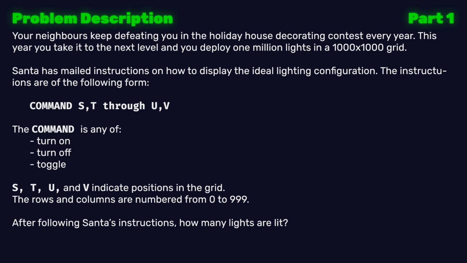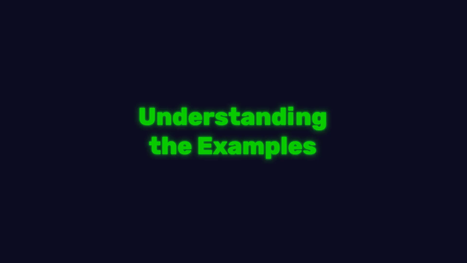Note that the positions which we get in the grid are the rows and columns, which are numbered from 0 to 999. Now, if we follow all of Santa's instructions, how many lights are lit? Let's look at some examples.